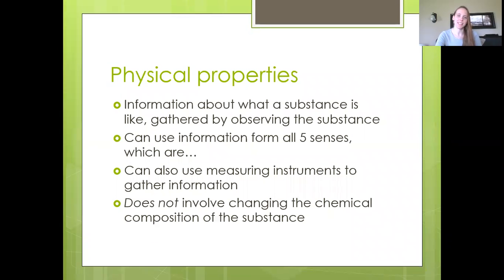So a physical property is any information that you can gather about a substance just by observing it. And by observing it, we don't mean just looking at it, we mean using any of your five senses. So that includes things like sight, sound, touch, taste, I forget which one I didn't say, smell. You could also use measuring instruments to gather information. So it would include things like mass and density and volume and things like that. It does not involve actually changing the chemical composition of the substance.